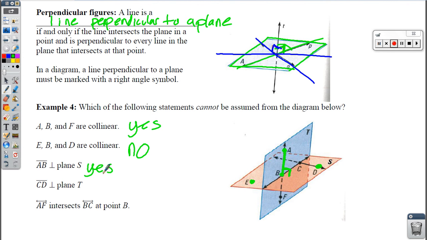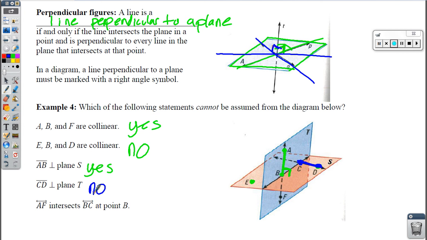All right, then it says segment CD is perpendicular to plane T. So segment CD is this segment right here. Well, if we look at that, there's no perpendicular marking. There's nothing on there that would indicate that that is actually perpendicular to plane T. So no, we cannot assume that this is perpendicular. There's not enough information. It could be perpendicular, but there's no markings, there's nothing in the instructions, there's nothing that tells us that they really truly are perpendicular.